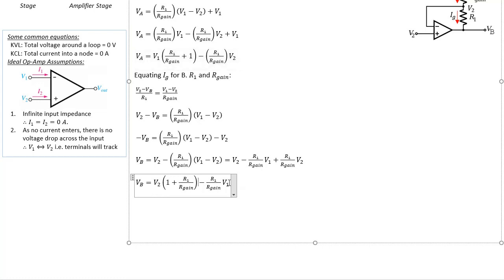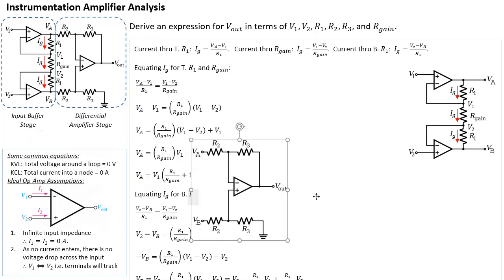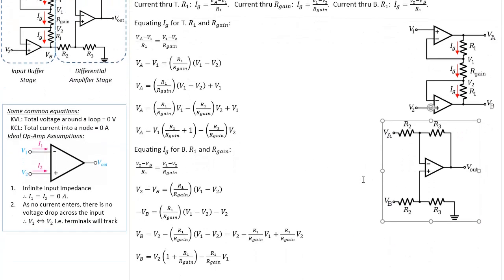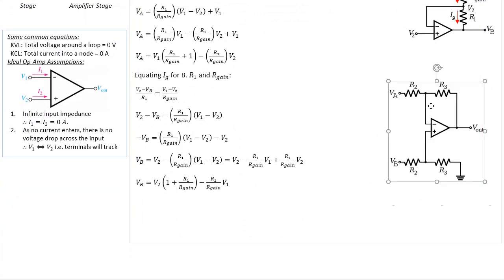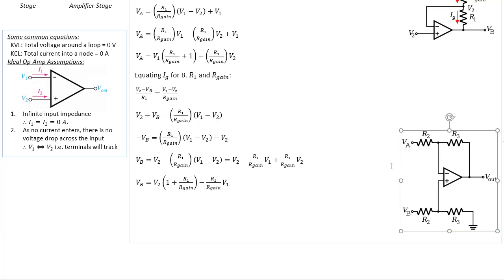Just to recap, VA and VB are these 2 points here. Those terms, VA and VB, will now feed into the differential amplifier stage, which is the stage over here. This part here is the differential amplifier stage. So let's just continue the analysis. This is now the new circuit that we're going to analyze. But the analysis of this has already been done in my other video, so you can check that out.